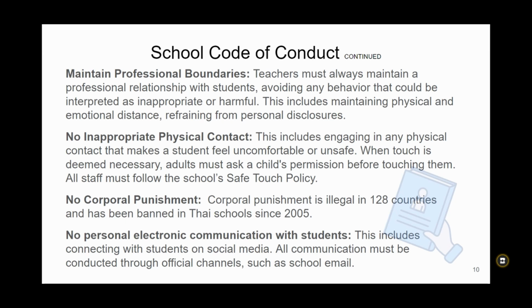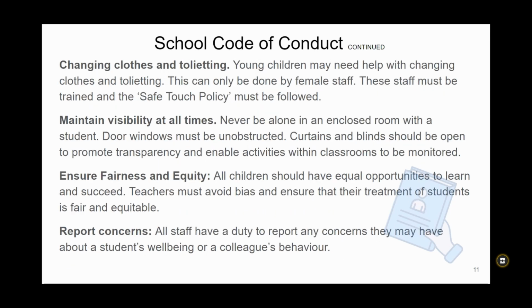About maintaining professional boundaries, this must be done with physical distance and emotional distance. No inappropriate physical contact. When touching is deemed necessary, such as medical support, or perhaps when teaching a sport or something that needs physical contact, the adult must ask the child's permission. All schools will also have a safe touch policy. It's essential that you read and understand the safe touch policy. No corporal punishment, and no direct communication with students on social media. All communications should be conducted through official channels such as the school email. Most international schools will only allow female staff who have been trained to help with changing clothes and toileting.